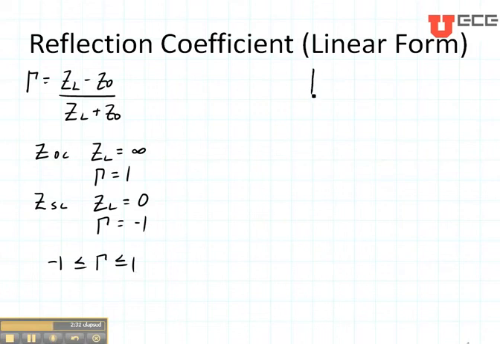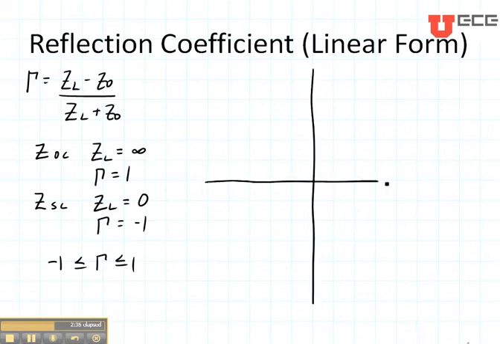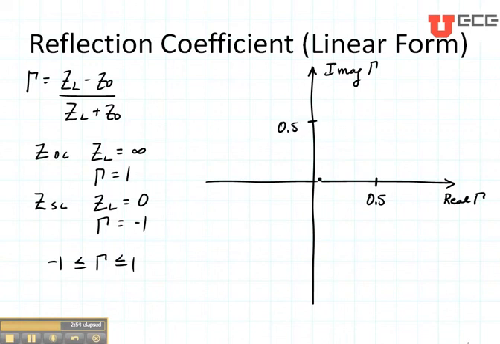Let's first consider how the real and imaginary parts of the reflection coefficient would be plotted. This axis right here would be the real part of the reflection coefficient, and this top part would be the imaginary part of the reflection coefficient. So if I had a real part right here of a half, and I had an imaginary part of a half, my reflection coefficient would be plotted right here.